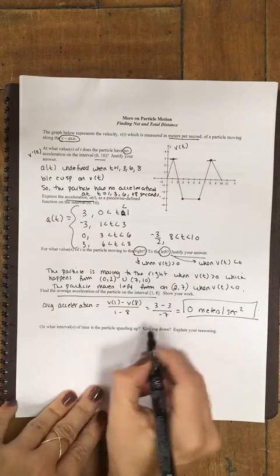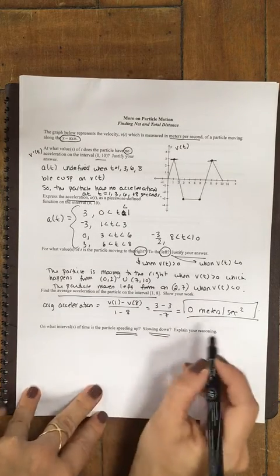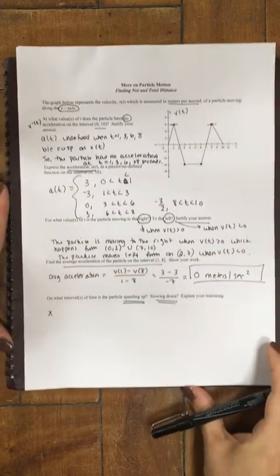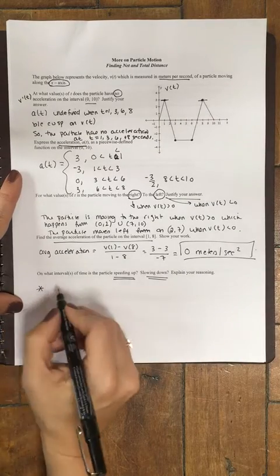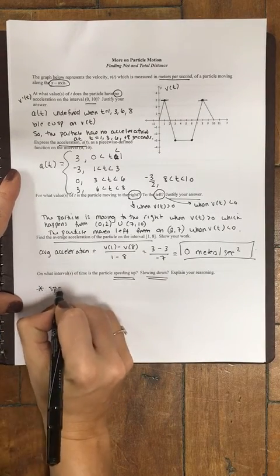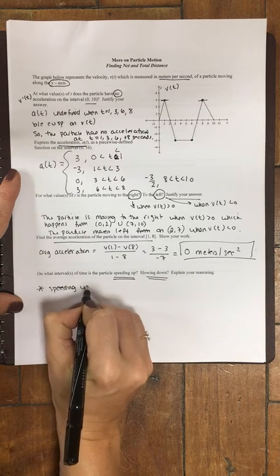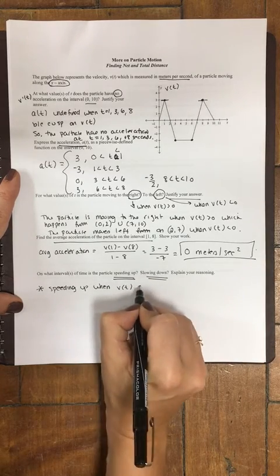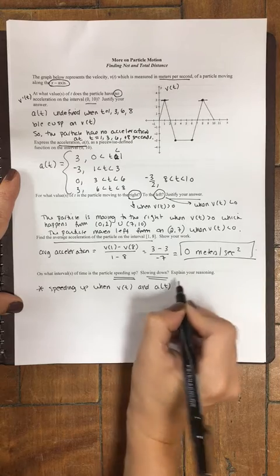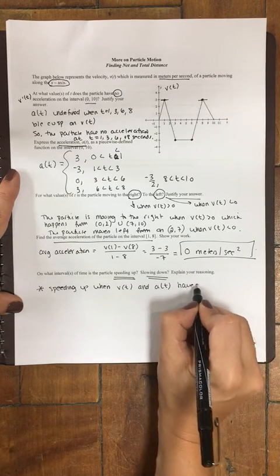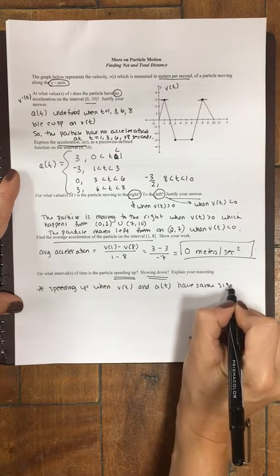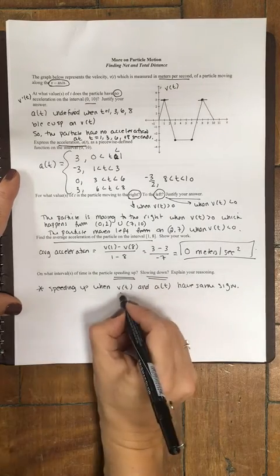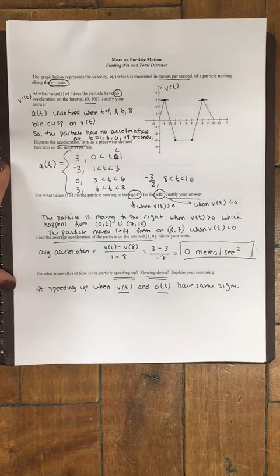Okay, now, when is the particle speeding up? When is it slowing down? I think we said this at one point in a previous video, and we said that something is speeding up when the signs are the same, when v of t and a of t have the same sign. Okay, so same sign, velocity and acceleration.